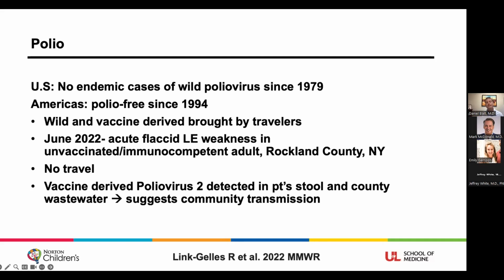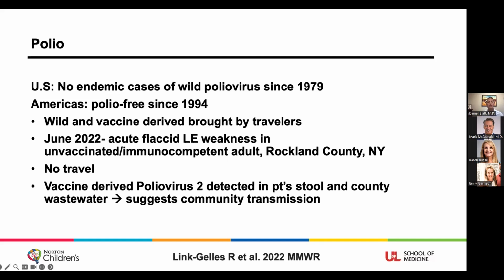And in the United States, no endemic cases of polio caused by wild polio have been observed since 1979. And the Americas were declared polio-free in 1994. However, polioviruses, both wild and vaccine-derived, have been brought into the US by travelers. In June of 2022, poliovirus was confirmed in an unvaccinated, immunocompetent adult resident of Rockland County, New York, who was hospitalized with acute flaccid lower limb weakness.